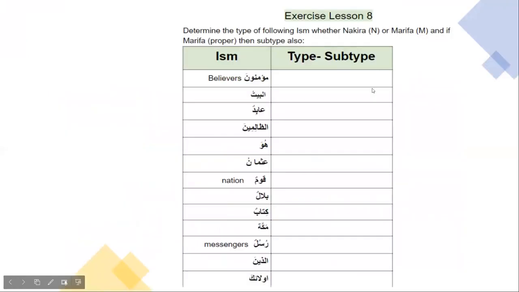So in this exercise, what you are going to do is determine the type of these ism, whether they are nakra. You can write N for nakra and M for marifa. And if it's marifa or proper, then you need to write the subtype also.